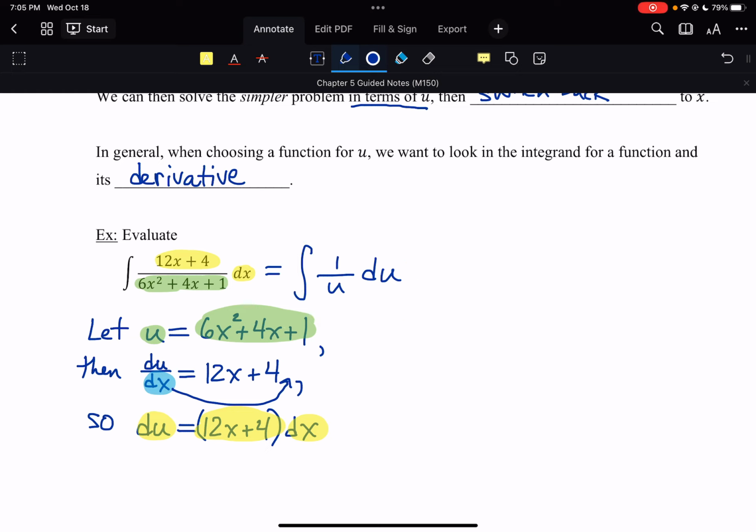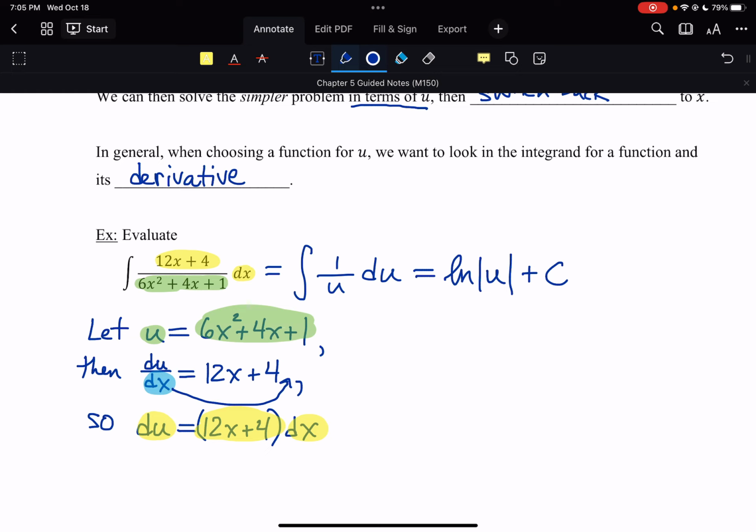This is an integral that we can solve. So the antiderivative of 1 over u, if you remember from section 5.1, is the natural log of the absolute value of u plus c, so plus that arbitrary constant.